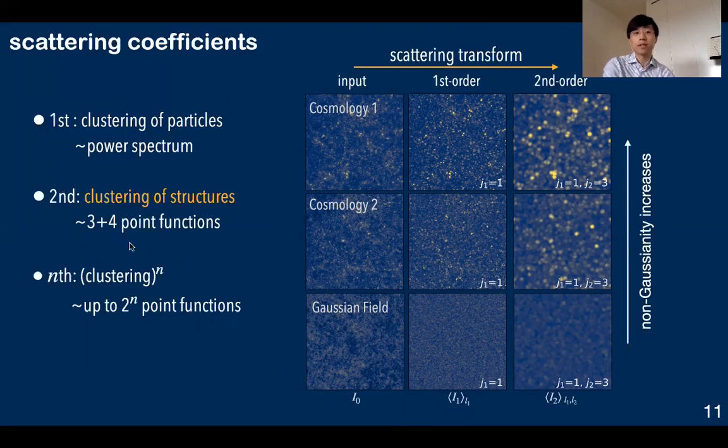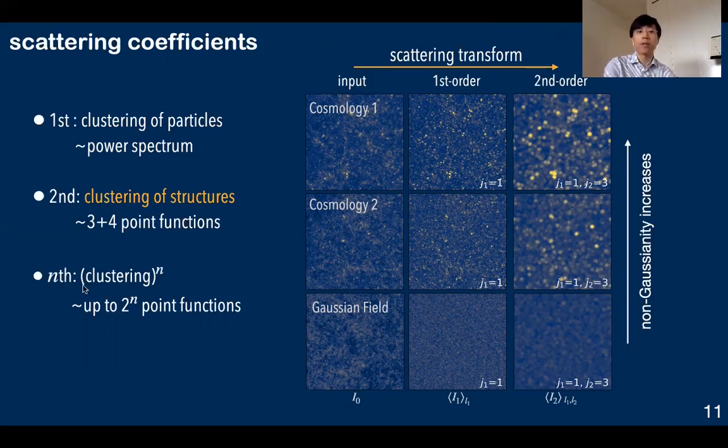But the second order coefficients are similar to the power spectrum of the first order scattering images. And as we know, the first order images are highlighting the positions with oscillations at a particular frequency. So the first orders select some structures at one frequency, and the second order coefficient is measuring the clustering of these structures instead of single particles. In this way, the second order scattering coefficient actually includes information of up to 4-point correlation functions.